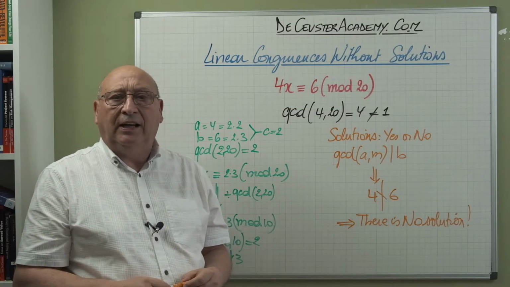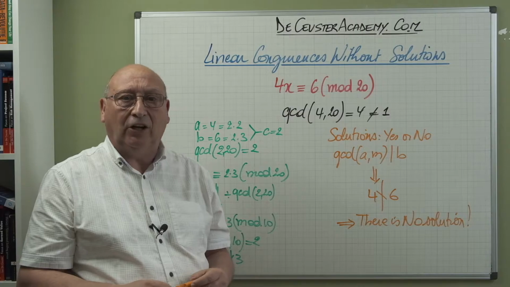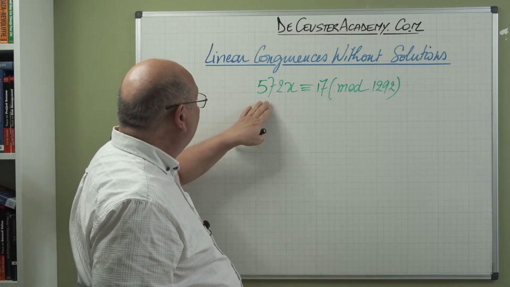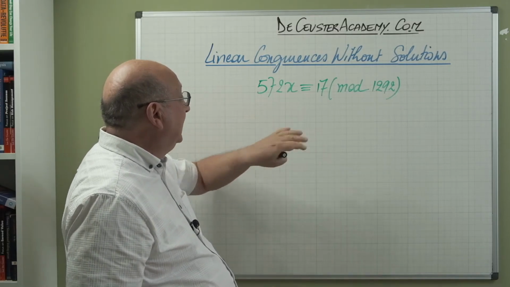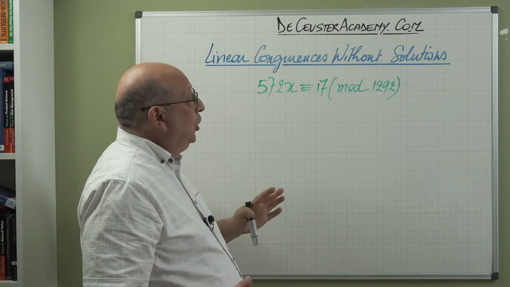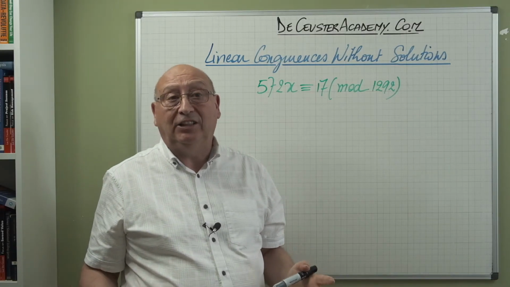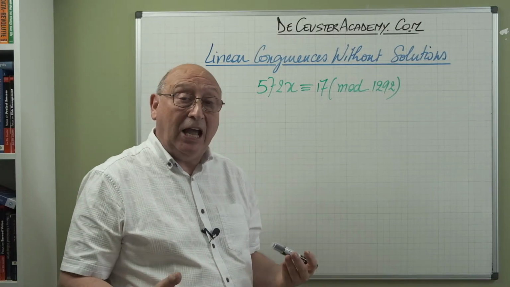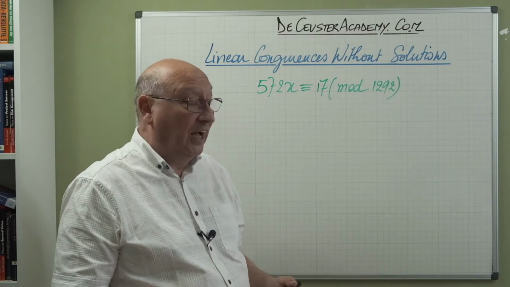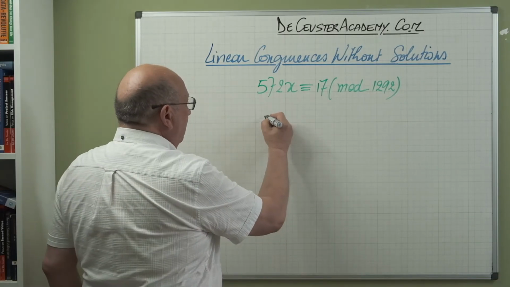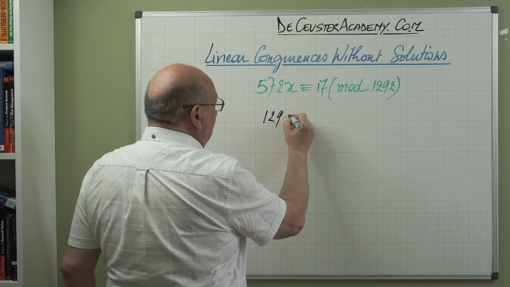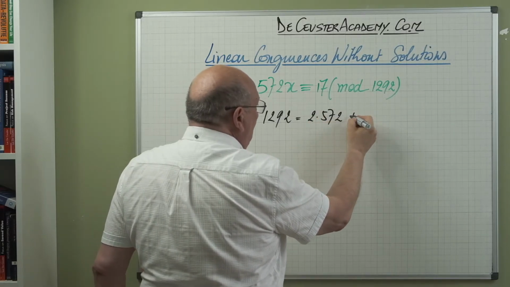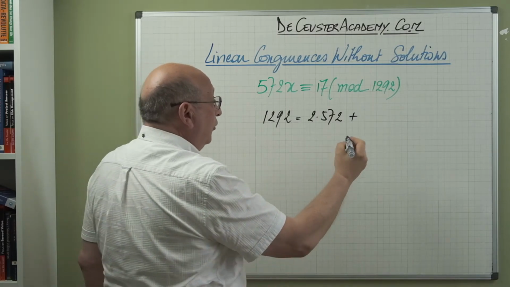Let's have another exercise and see what that brings us. Let's have a look at this new linear congruence: 572 times x is congruent with 17 modulus 1092. The first thing to do is to find the GCD, and we use the Euclid algorithm. So we can say 1092 is 2 times 572 plus 148.